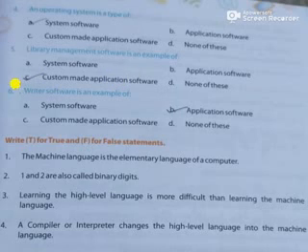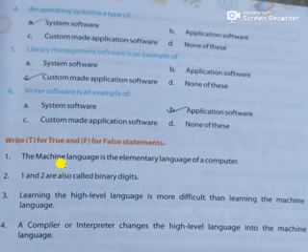Now question number 6, writer software is an example of system or application software. So this is application software, right? Writer is an application software. Now let's move to the true and false.